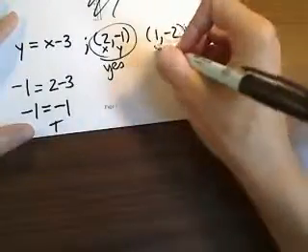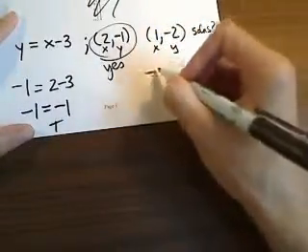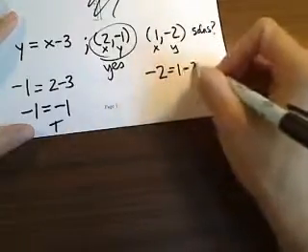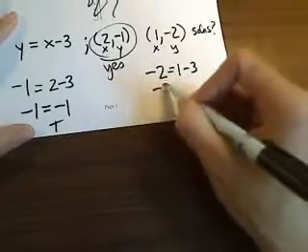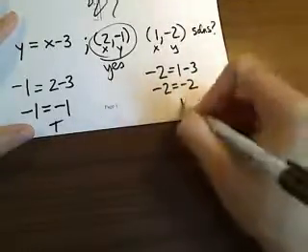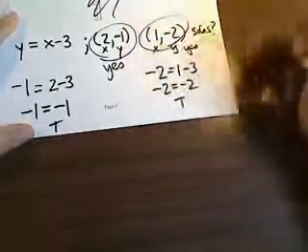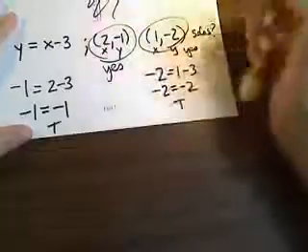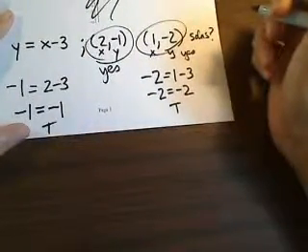So again, we need to plug that in. So if I plug in 1 for the x, -2 for the y, then if we simplify the right-hand side, 1 minus 3 is -2. So -2 equals -2 is also a true statement, which means this is also an ordered pair solution to y equals x minus 3.